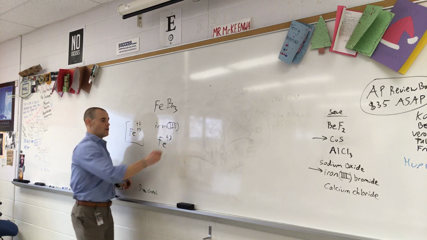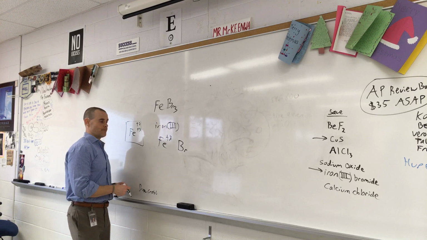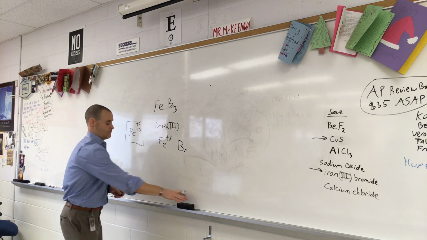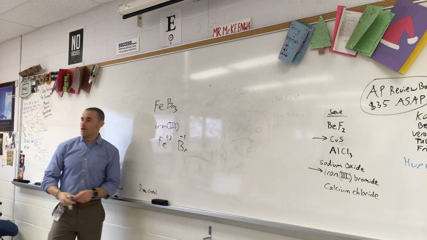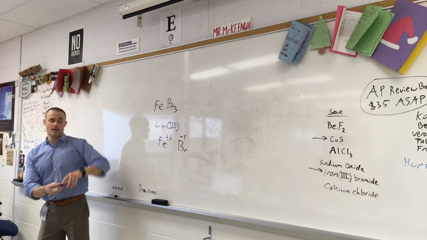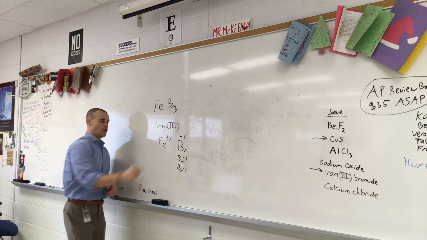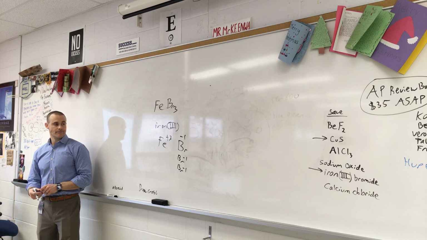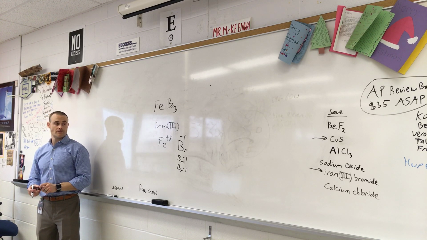All right. What about Br? Fred, what's the charge on Br? Over on the right, 35. -1. So we need 3 of these to cancel out one of those. So it's FeBr3. Questions? Good.